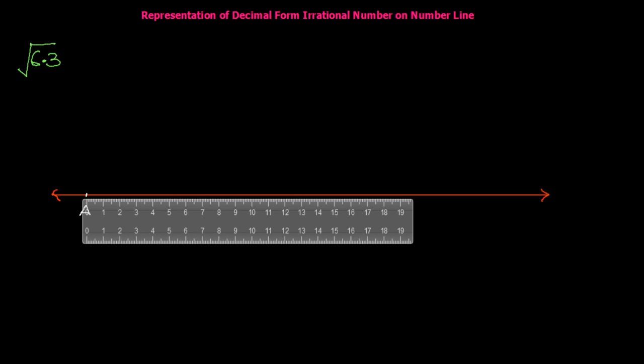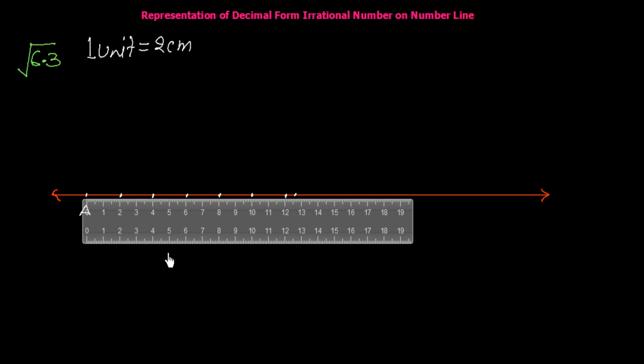So now we make the partitions here. We are taking 1 unit equal to 2 centimeters here. So it is our 1. It is 2 units, it is 3 units, it is 4 units, 5 units, 6 units, and 6.3 means that it should be double of that, 12.6. So it is 12.6 centimeters we have got here. So this is our 12.6 here.